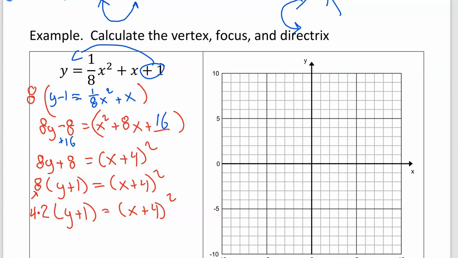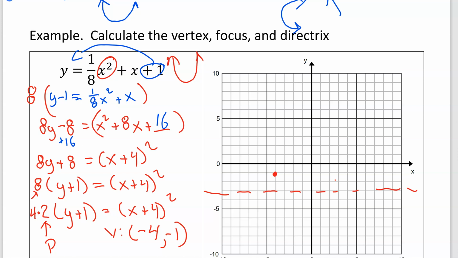Well, we've got it. The vertex is at the x value of -4, the y value of -1. So -4, -1, there's our vertex. 2 is the p-value. And we know that this parabola is opening up because it is an x squared parabola. So if I count a distance of 2 below, that would give me the directrix, which is y equals -3. Right, count 2 below.